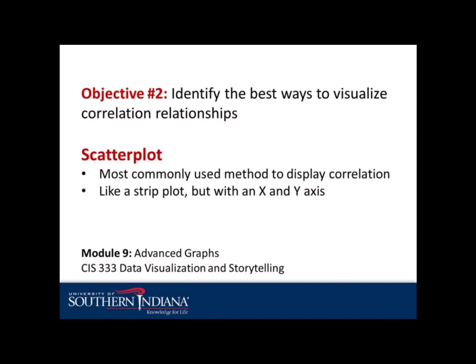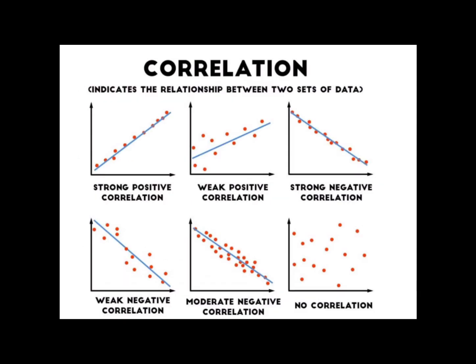So your most common method to display correlation is a scatter plot. It's very much like a strip plot, but it has an X and a Y axis. And these are all scatter plot examples. But you can see the difference between a strong positive correlation and a strong negative correlation. And you can see the difference between a weak positive correlation and a weak negative correlation. And then you can also see what no correlation shows.